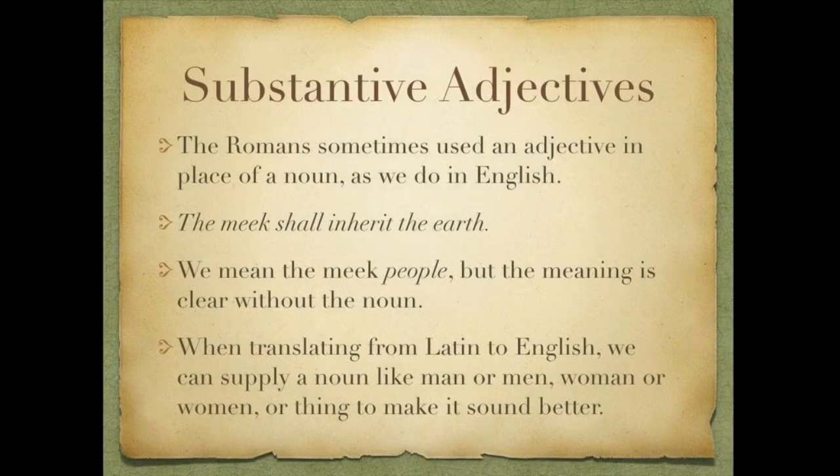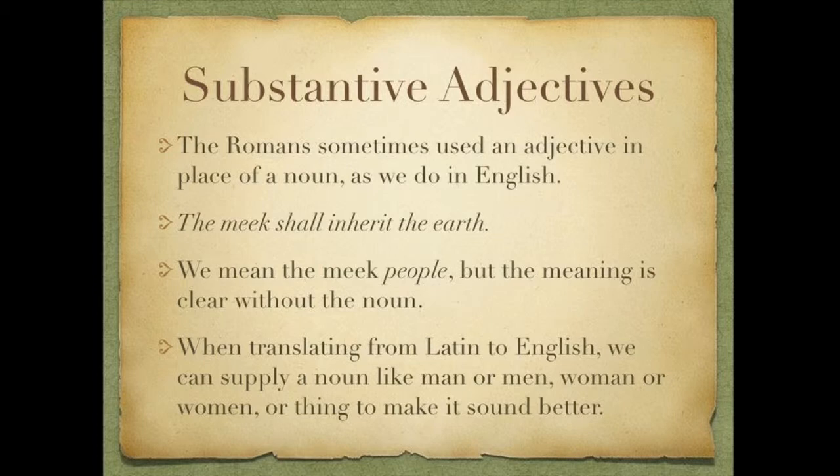Another thing we can do with adjectives is called a substantive adjective. The Romans sometimes used an adjective in place of a noun, just like we do in English. So a good example would be the meek shall inherit the earth. So in that case, meek is a substantive adjective. We mean the meek people, but the meaning is clear without having to put the noun in place.